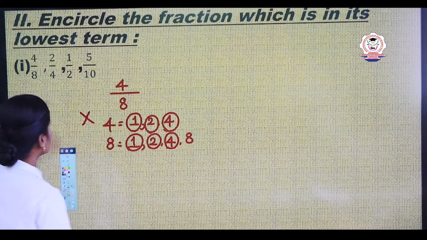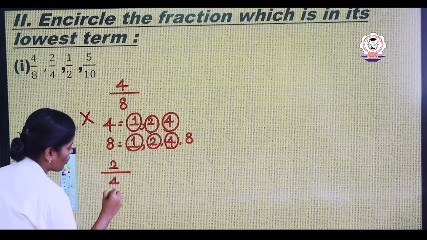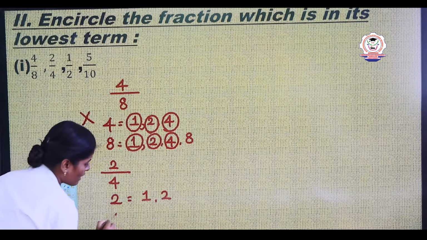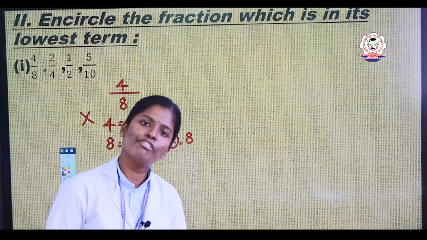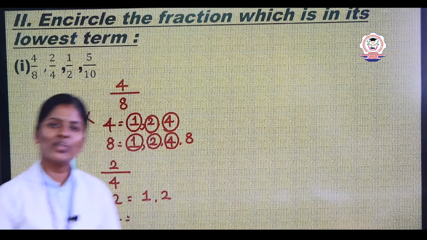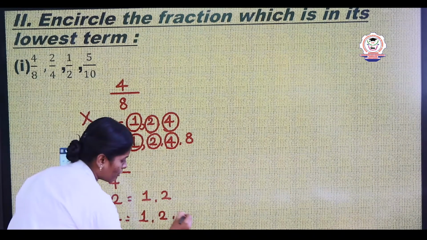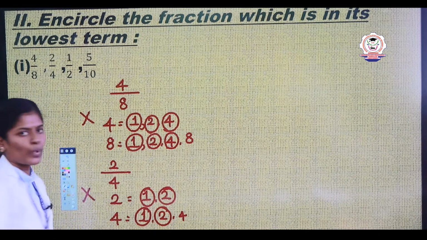Next you will take 2 by 4. Take 2 divided by 4. So the factors of 2 are 1 and 2. Next the factors of 4 are. Now tell me Putika, what is the answer? The factors of 4? Very good. The factors of 4 are 1, 2, then 4. Here the common factors we have are 1 and 2. So this is not a lowest term.